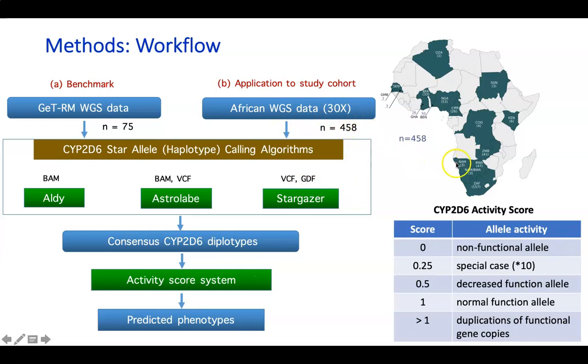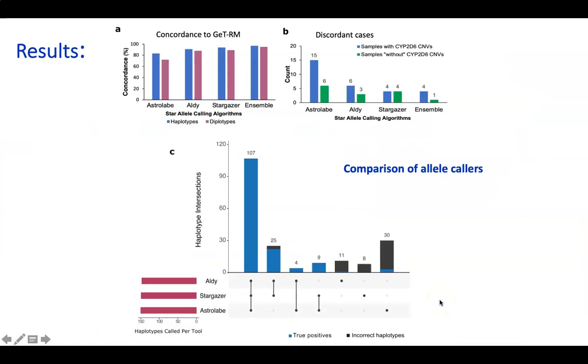And these were mainly from Southern Africa and Western Africa. And they were originally from the H3Africa Consortium. And also we had some samples from the Simons Genome Diversity Project. After calling star alleles from the African data, we used the activity score system for the phenotype prediction. And here I've included on the right a breakdown of how we score different alleles based on their function.